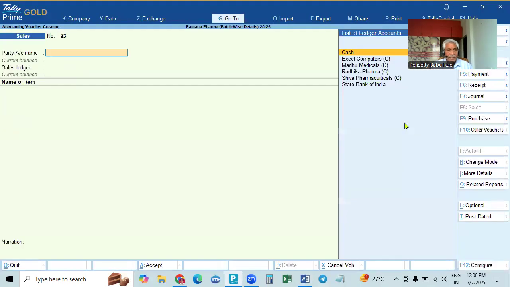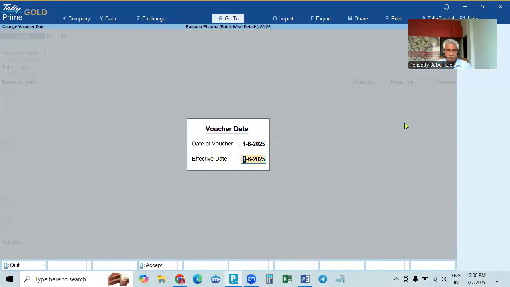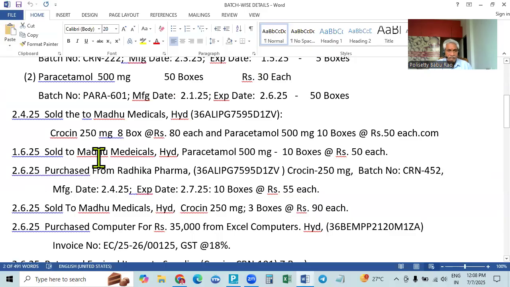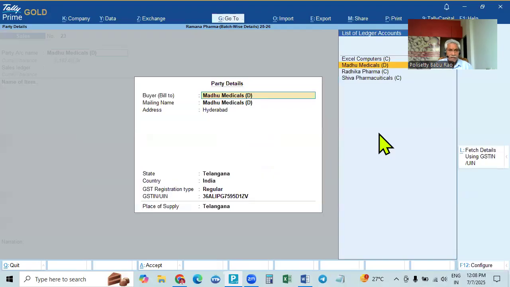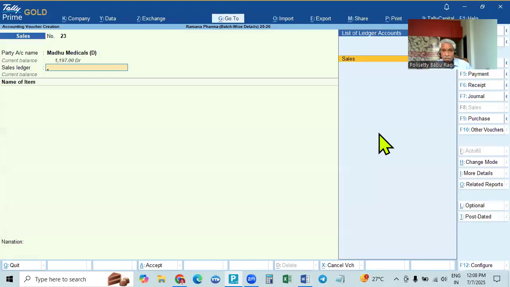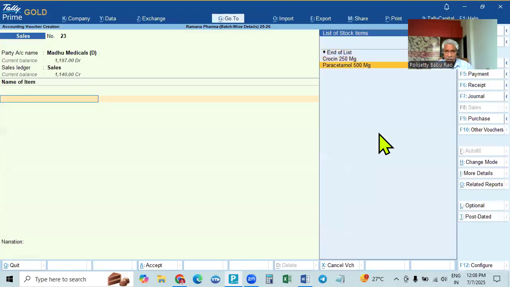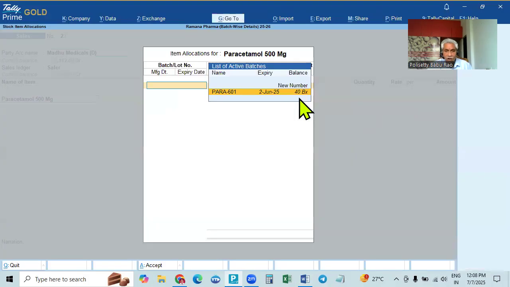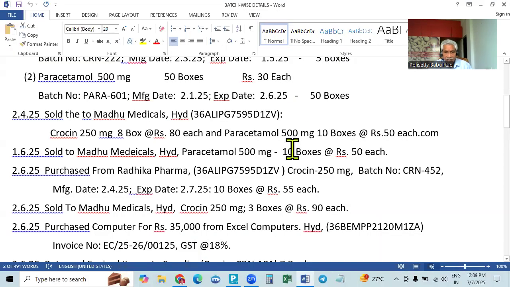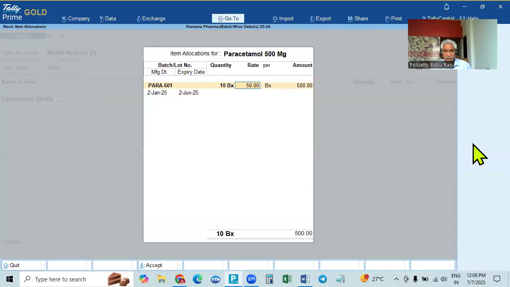Now we are making an entry, that is sales on 1st June. On 1st June you are selling only paracetamol to Madhu Medicals. Already out of 50 you purchased, 10 are sold already. So there are only 40. Out of this 40, again we are selling 10 boxes. Only paracetamol, 10 boxes, 50 rupees.